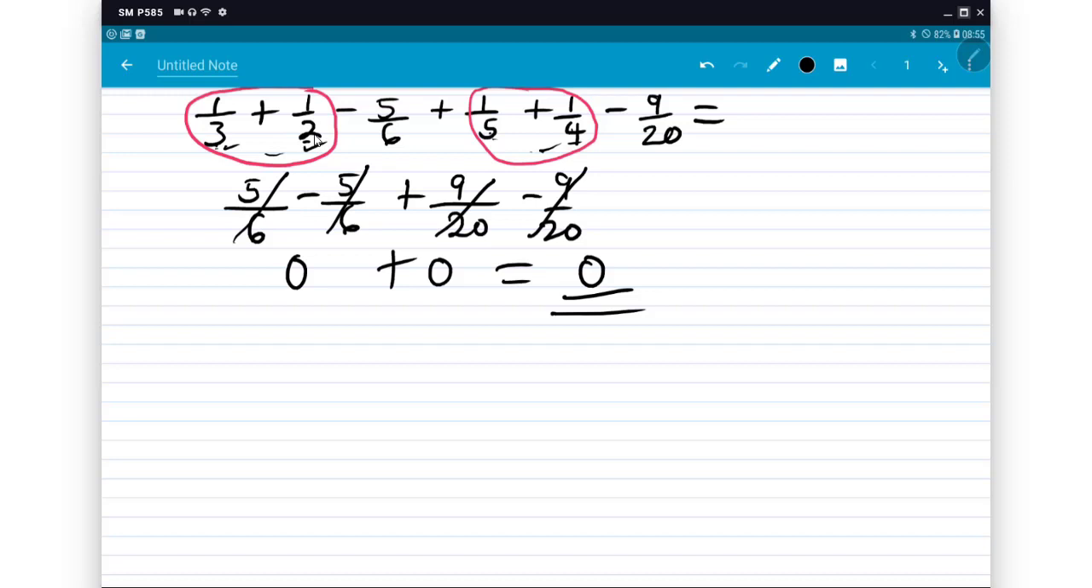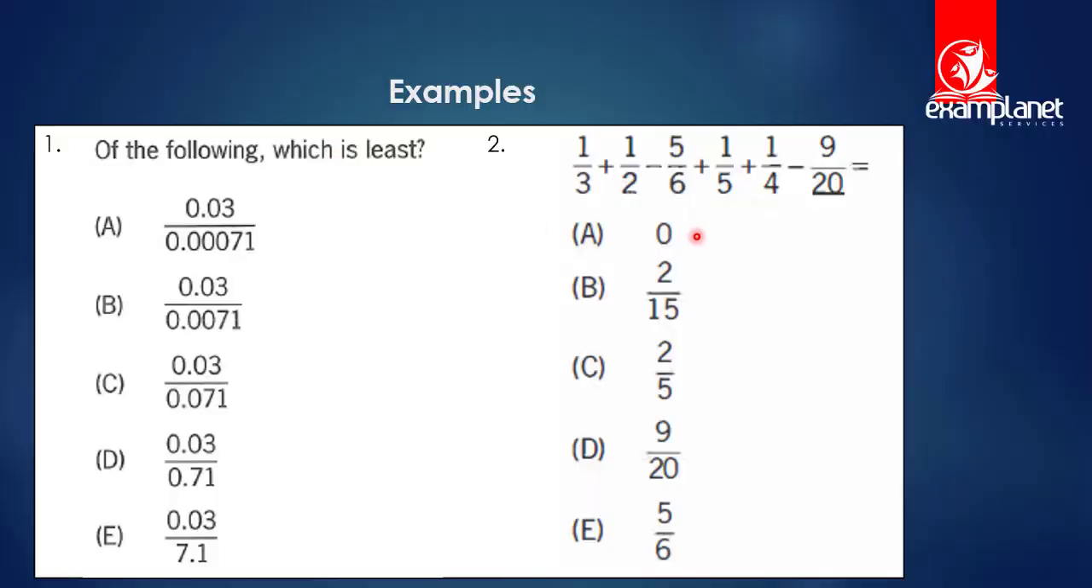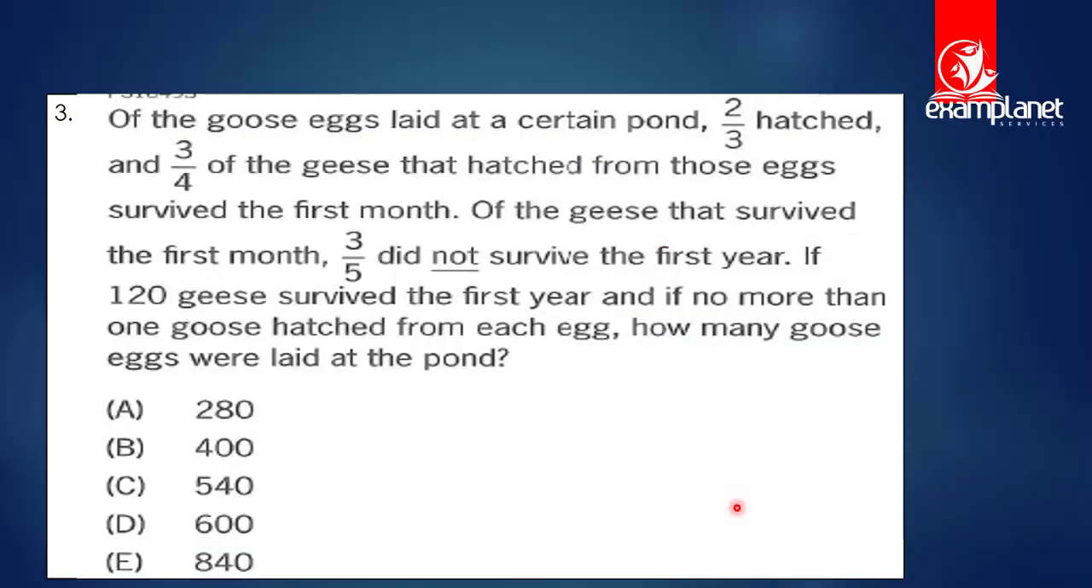Okay, so that is one thing we have to understand here. And that's how we solve this question. Alright? So our answer is A. The result is 0. Okay, so now let's say this last one. This is a word problem question on fractions.